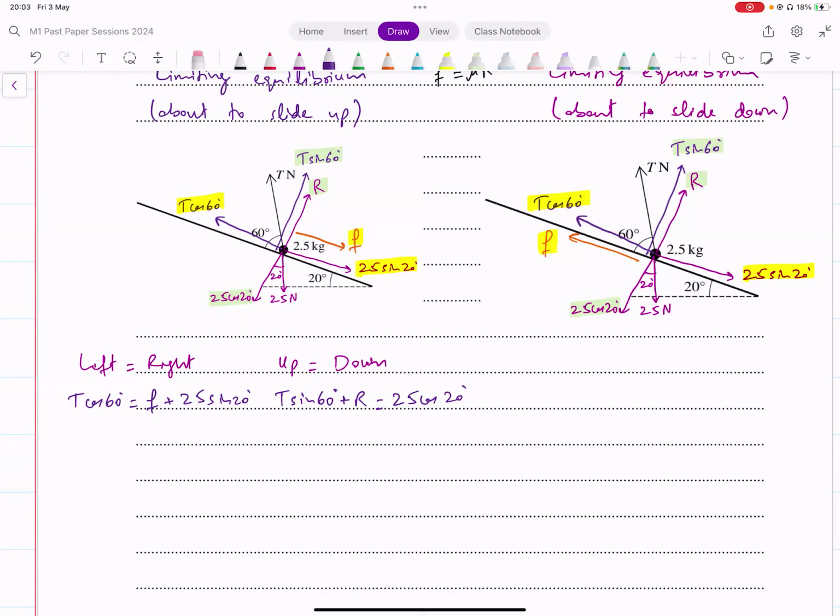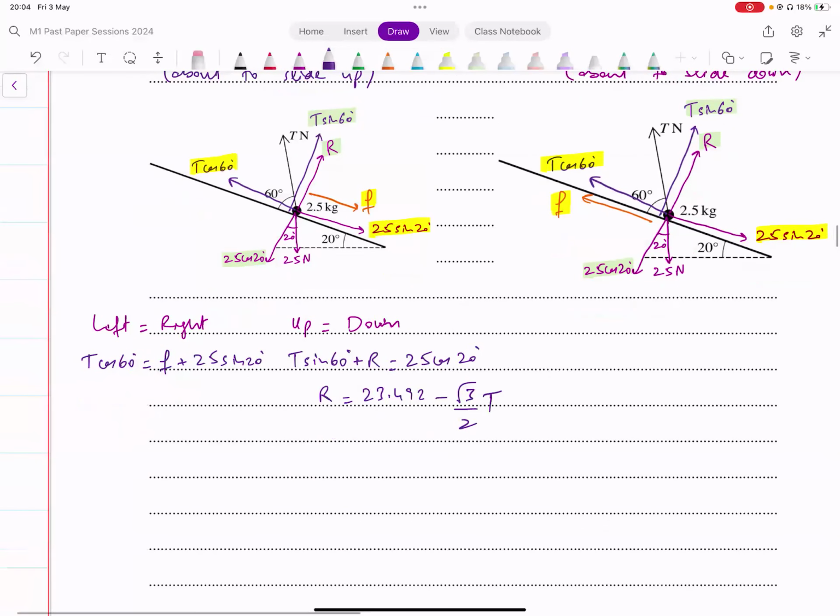Now from the second equation, we can make R the subject, and that gives us 25 cos 20. You can just evaluate that. Make sure your calculator is in the correct mode. In mechanics, you keep it in degrees. So 25 cos 20 gives me 23.492 minus T sin 60. Sin 60 is root 3 over 2. So that's root 3 over 2 times T. That's the value of R that I'm getting from this.